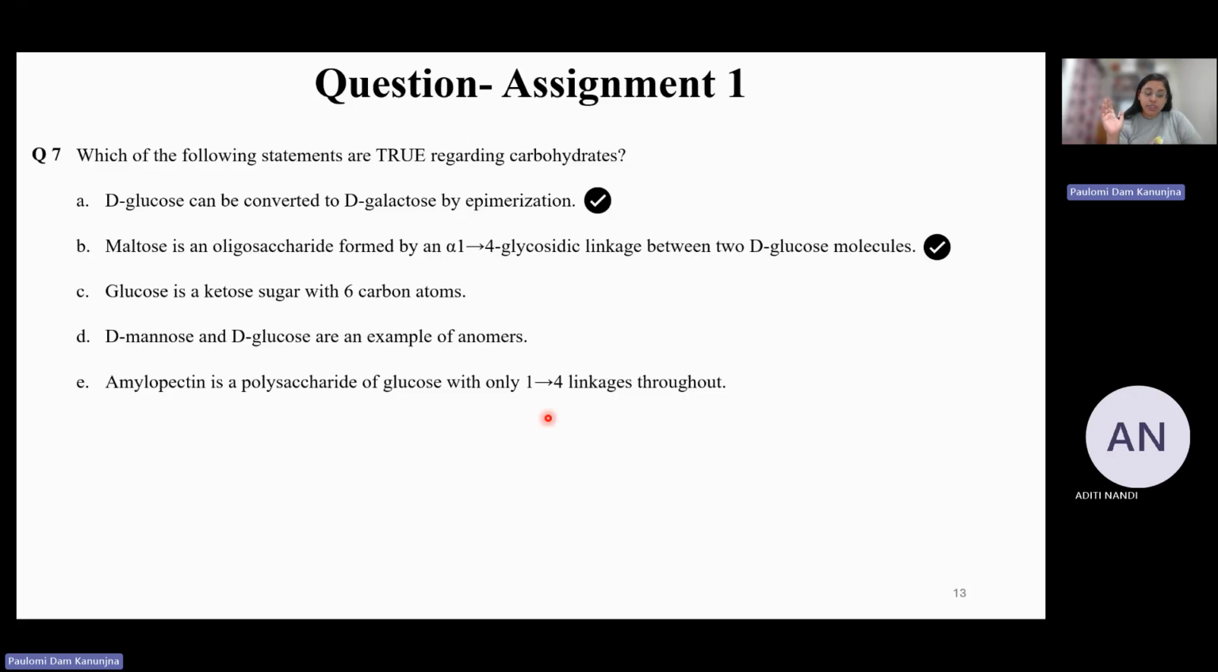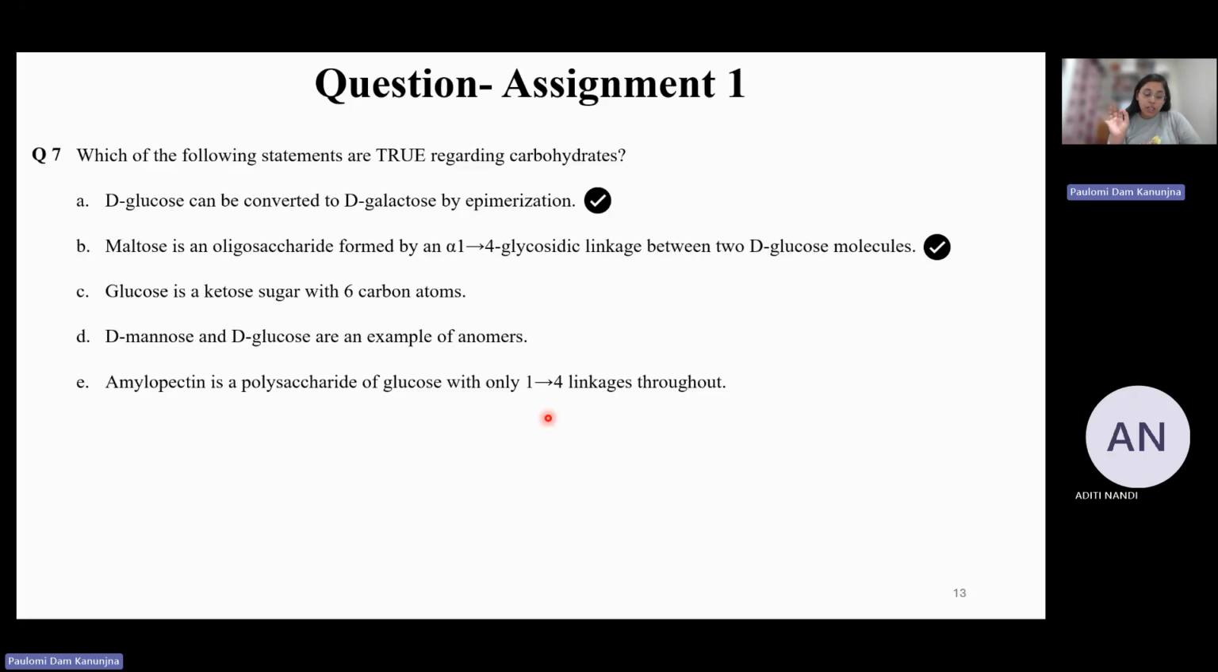Second one says maltose is an oligosaccharide formed by alpha 1,4 glycosidic linkages between two glucose molecules. That's true. Maltose is actually a disaccharide between two glucose molecules, two D-glucose molecules, so D and L you should also take care of. The third one says glucose is a keto sugar with 6 carbon atoms, which was wrong.